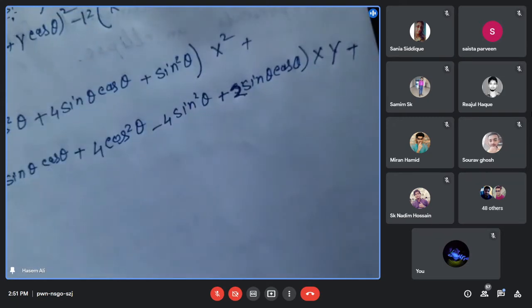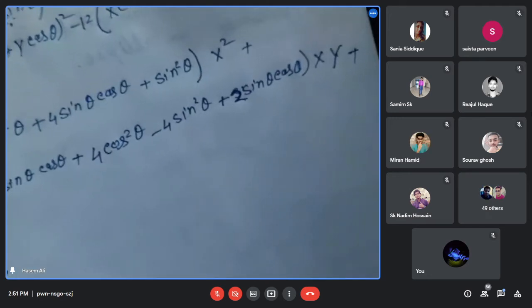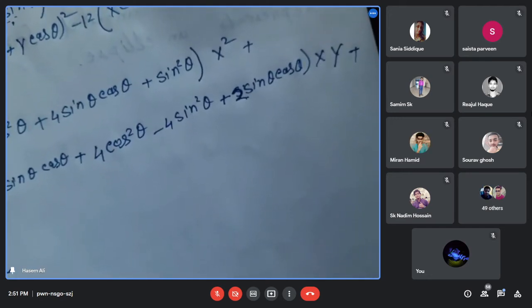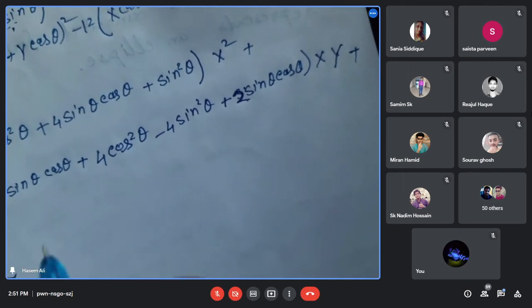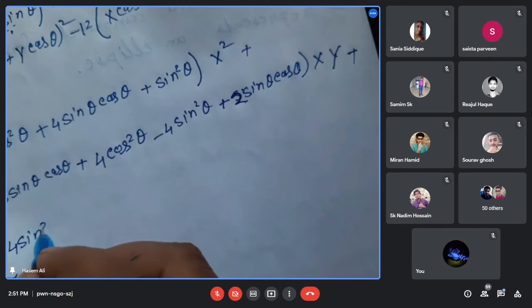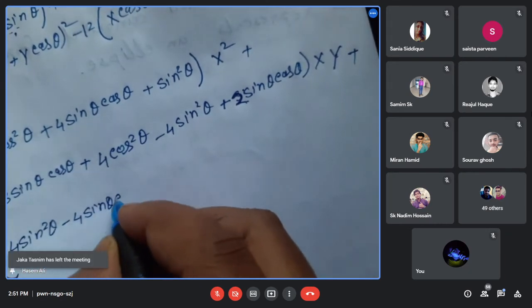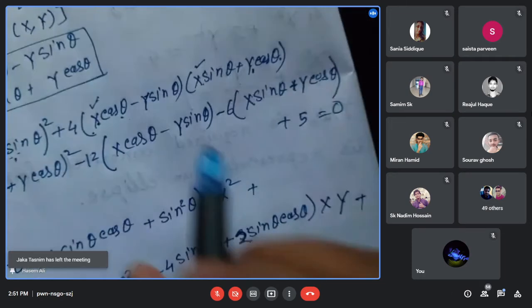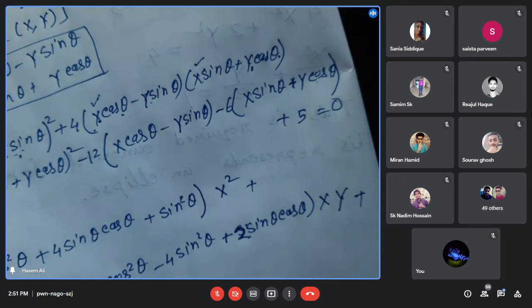Now coefficient of y square. So it will be 4 sin square theta minus 4 sin theta cos theta into y square, minus 4 sin theta cos theta plus cos square theta.